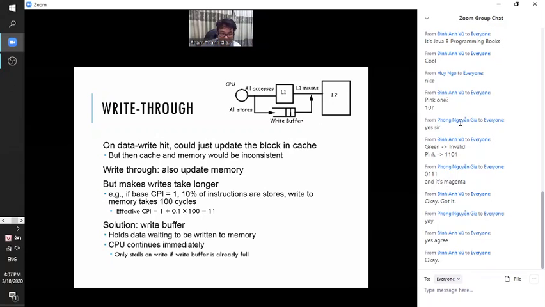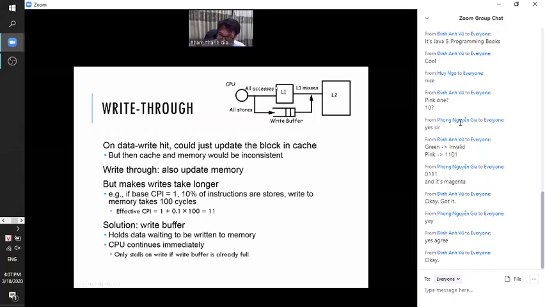So, for how to write, consider how to write from the cache to the memory. When a data write hits, it just updates the block in cache, but in fact there are two types of write. One is called write through and another is called write back. And normally they use write back.